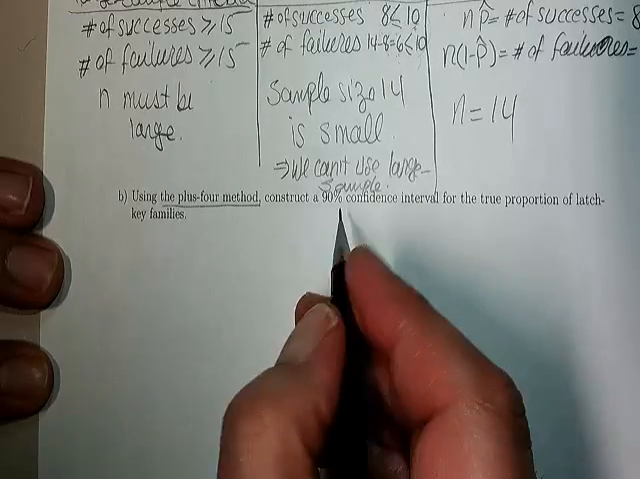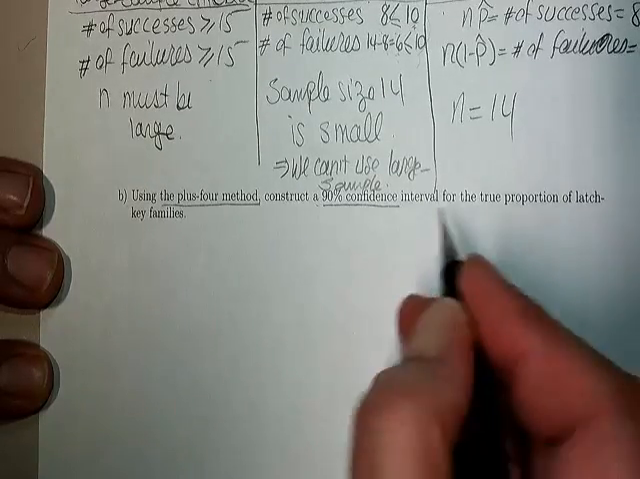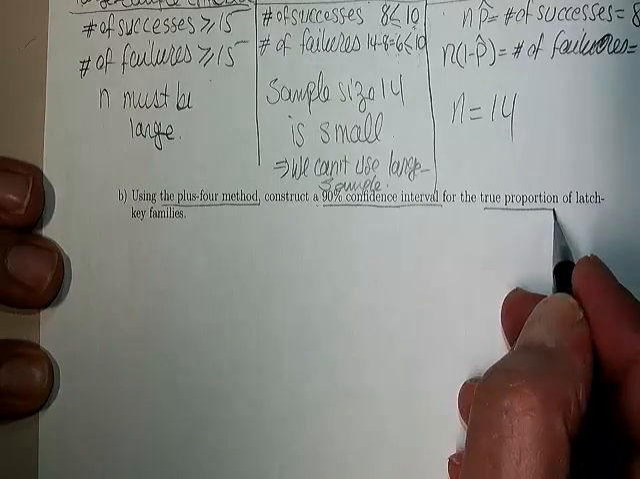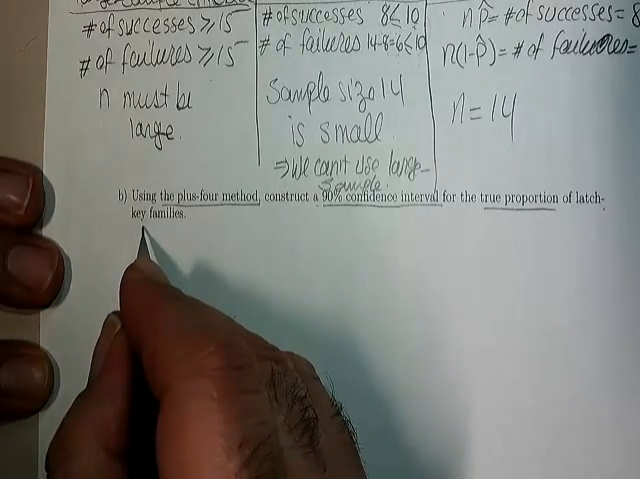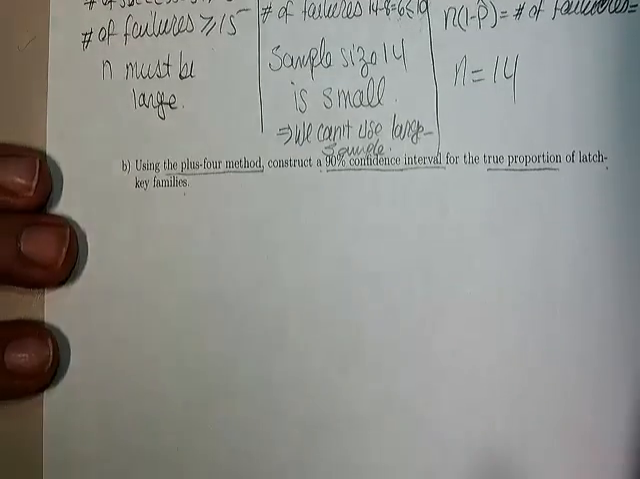Because that's the condition for +4 that we are going to use. Using the +4 method, construct a 90% confidence interval for the true proportion of latchkey families. All right.